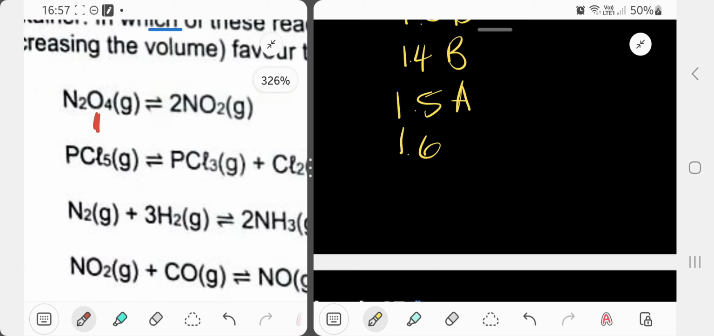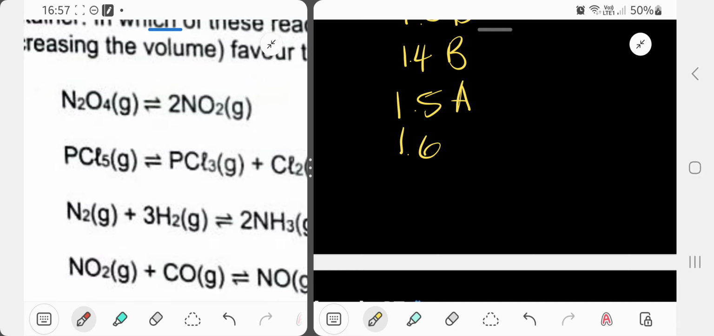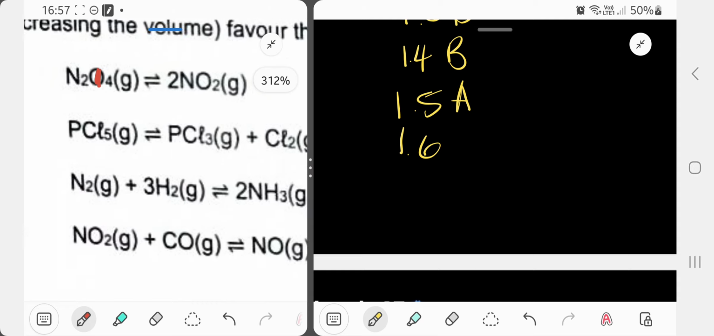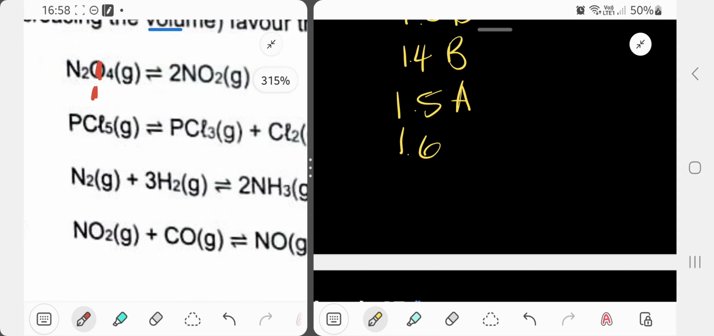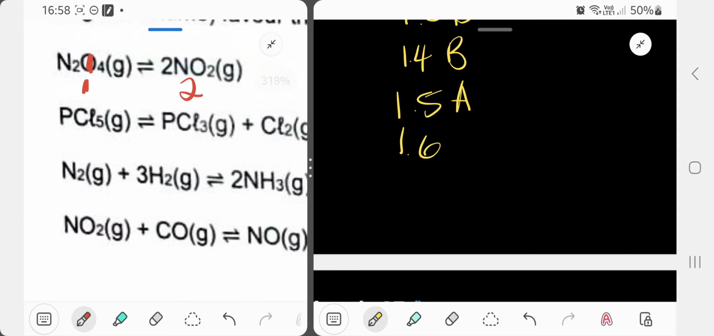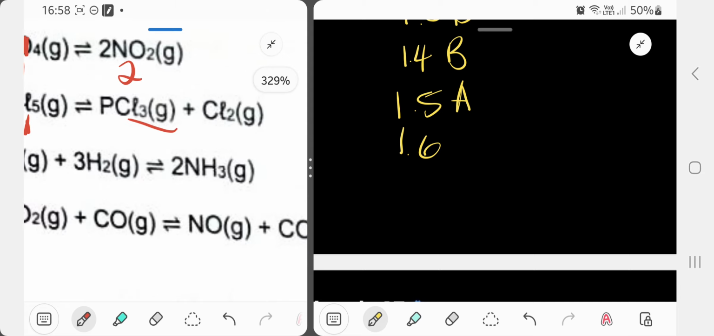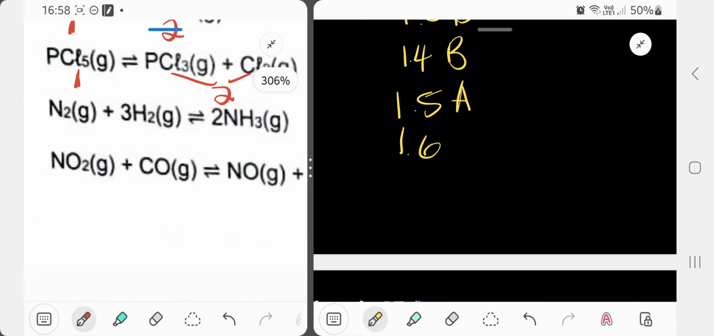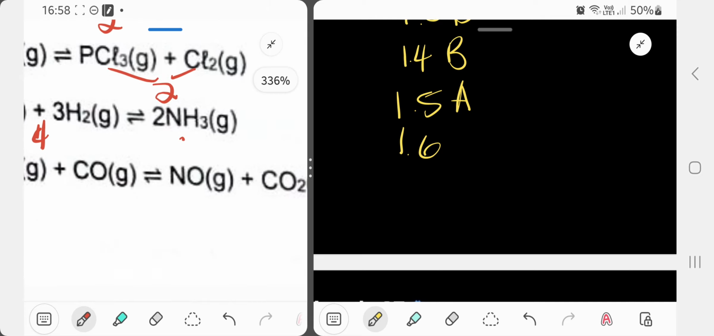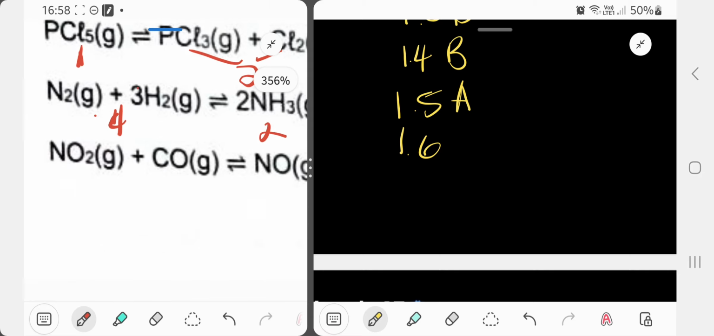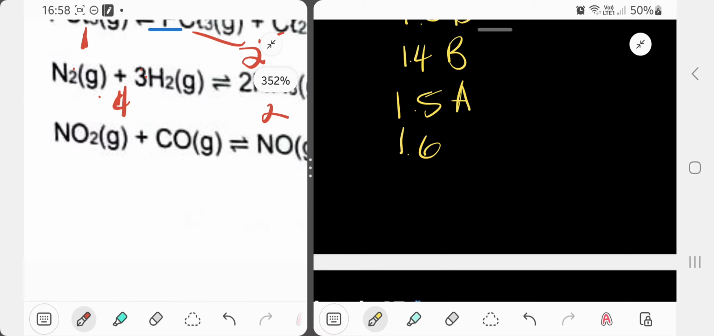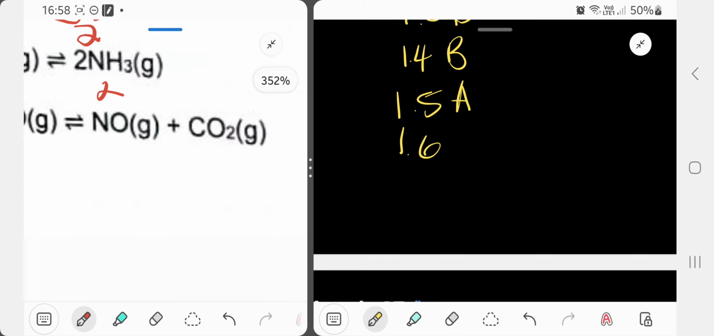So here we have 1 mole of this one, and here we have 2 moles of this one. Here we have 1 mole of this one, but together here we have 2 moles of products. Here we have 4 moles of reactants, and then here we have 2 moles. So we just look at the balancing coefficients. And then here we have 2 moles of these, so 1, 1. So here we also have 2 moles.